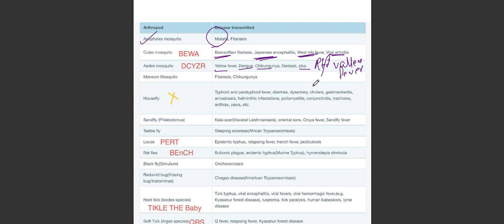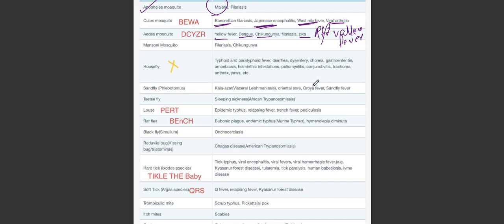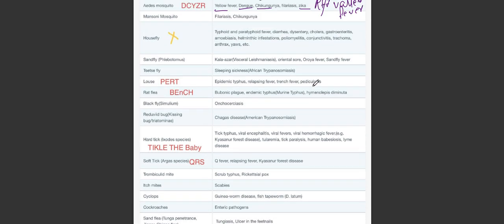Housefly: all the rest of the diseases which you do not include in your mnemonic, do it under the housefly, which is caused by housefly. Then sandfly: you all know that it causes Kala Azar. Then tsetse fly is for the African sleeping sickness.